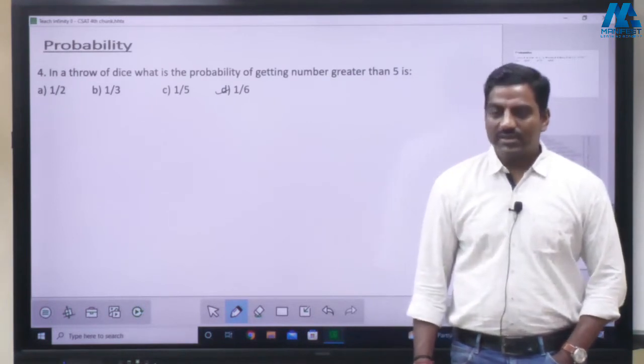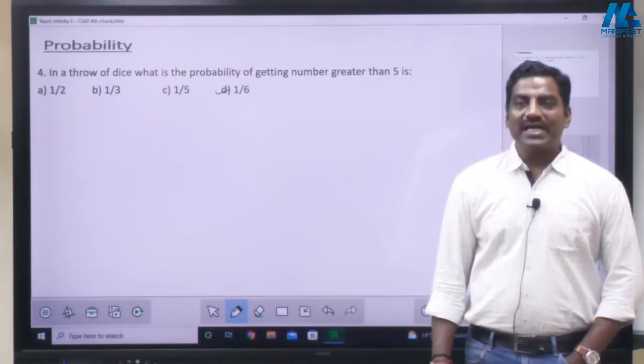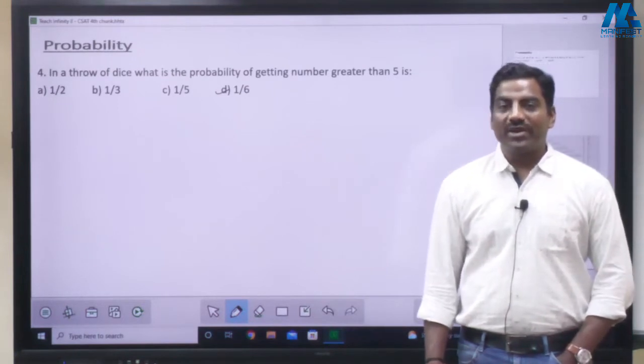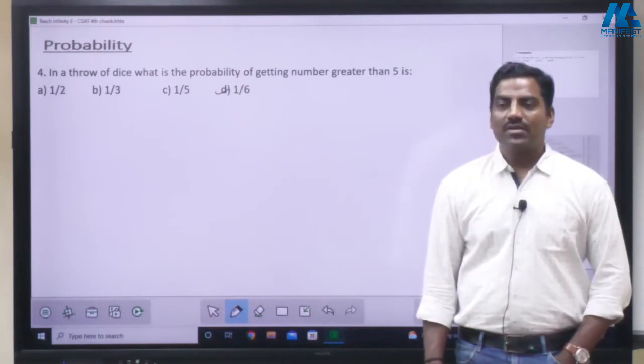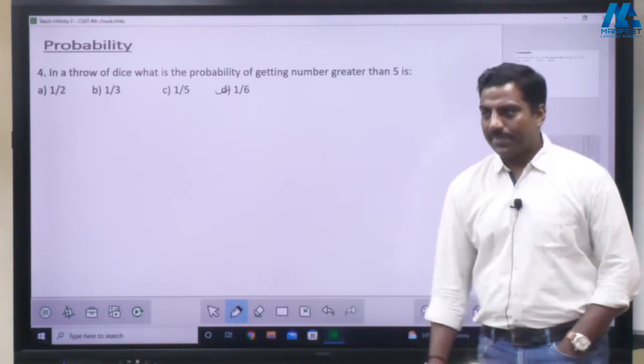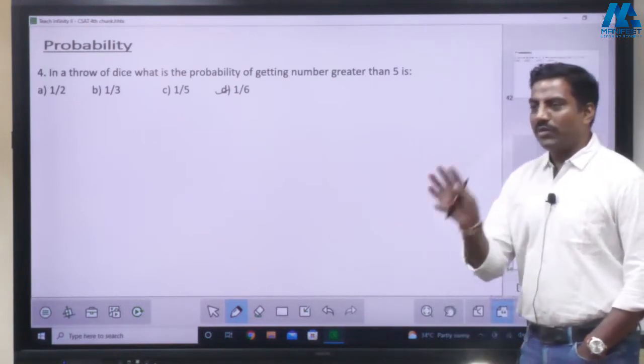4 by 6, that is 2 by 3. What if they had asked less than or equal to 5? 5 by 6, done. Single dice, nobody will ask.